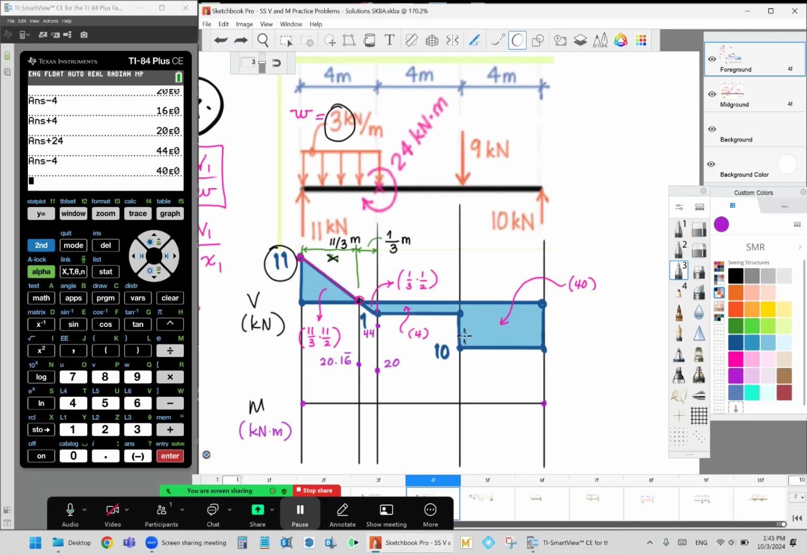Trying to draw this roughly to scale here, even though I'm writing right on top of my shear diagram in this example. Sorry about that. And then lastly, decrease by 40 to get back to 0. Okay, so I get back to 0 there. All right, so, things of this magnitude of complexity and above, I always use my calculator as a tool, especially when I have these decimals.